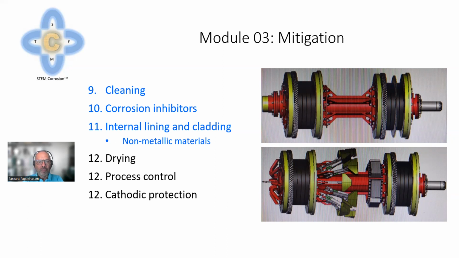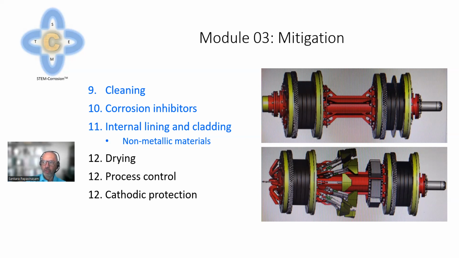So the cleaning is the first priority. Corrosion inhibitors is number 2. Internal liners, cladding, and non-metallic materials can be used on a case-by-case basis. These 3 are the effective mitigation strategies to control internal corrosion. Depending upon the situations, we may also use other 3 mitigation strategies like drying, process control, and cathodic protection.